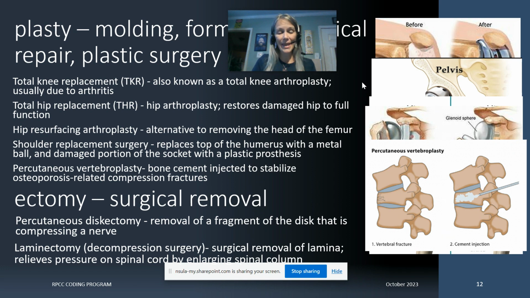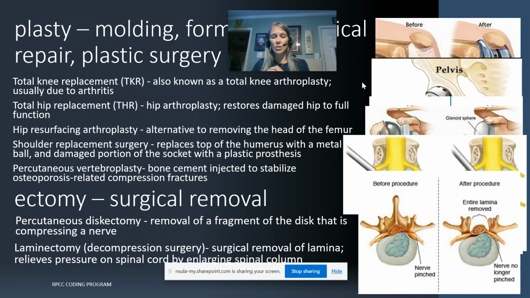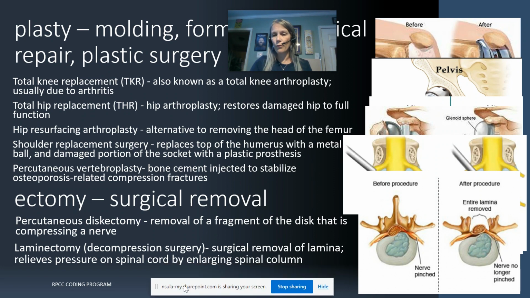Remember that your ectomy is surgical removal. So the next picture is percutaneous discectomy, removal of a fragment of the disc that is compressing a nerve. And then your laminectomy, decompression surgery, surgical removal of the lamina. See where the lamina is compressing against that spinal cord in that first picture, and then how they remove the lamina so that the nerve is no longer being pinched. All right, so those are some procedures that you're going to commonly see in the musculoskeletal.